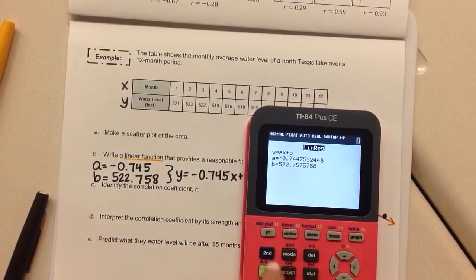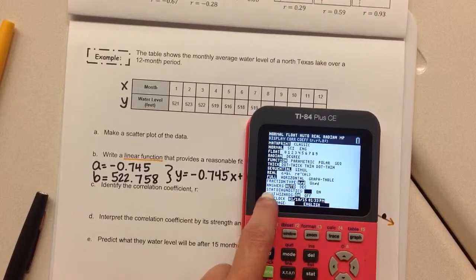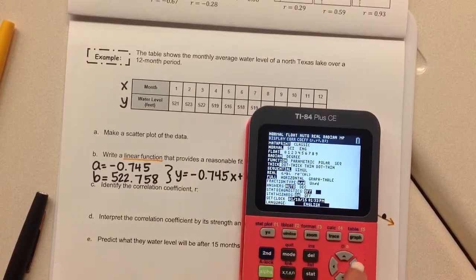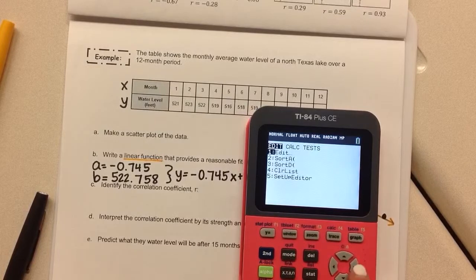So to do that, I have to go back to mode, and I'm going to arrow down. You can arrow down or arrow up, whichever way is faster. And then you're looking for stat diagnostics, and you want to turn those on. And then you want to quit that screen, clear it off. And you're going to do the same thing again. We've already entered in our data, so we're just going to do the second part.